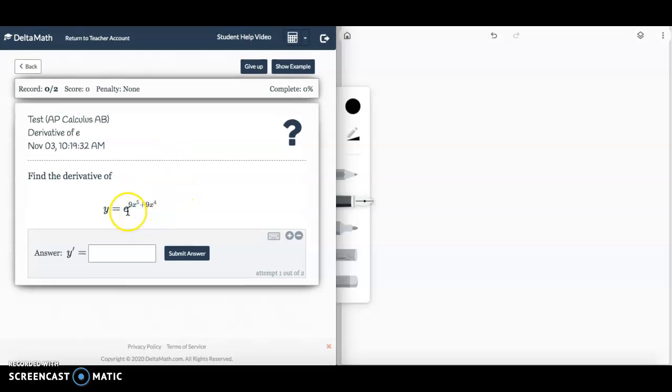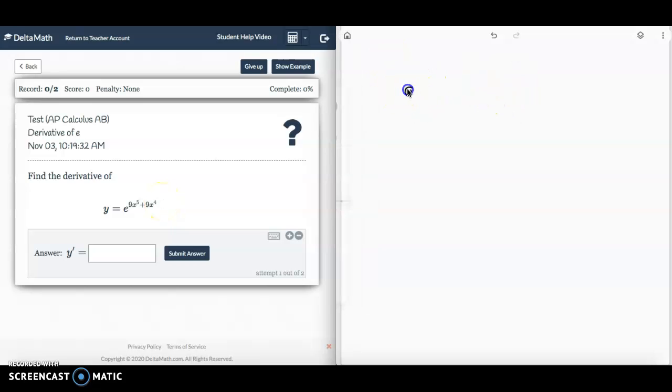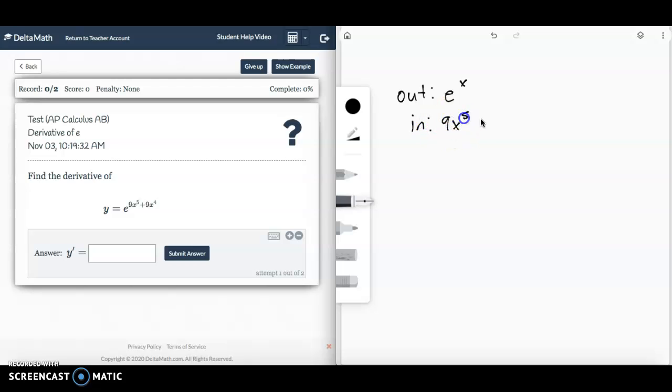Okay, so it says find the derivative of e to the 9x to the 5th plus 9x to the 4th. So this will be some chain rule because we have an outer function that is e to the x, and the inner function is 9x to the 5th plus 9x to the 4th. Derivative of your outer function, e to the x, is e to the x. Derivative of 9x to the 5th plus 9x to the 4th would be 45x to the 4th plus 36x to the 3rd. Derivative of the outside, keep my inside the same, times derivative of the inside.